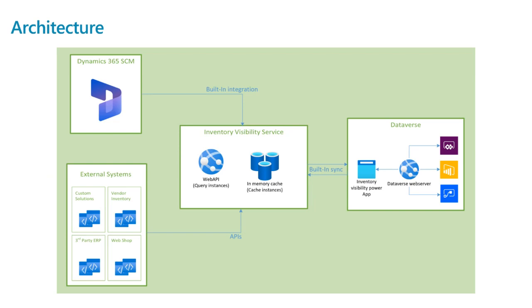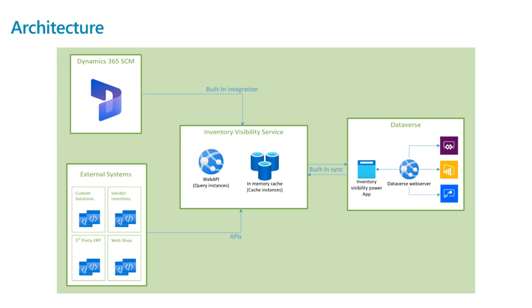On the right hand side, you see the Dataverse component. The Dataverse component serves two purposes. It provides a model-driven Power App through which you can configure the inventory visibility, and those configurations are eventually pushed into the inventory visibility service. So anytime a request comes through to view the inventory or to add the inventory, those configurations will be used. The data would be retrieved from the in-memory cache, and it will be represented back via the APIs to the external systems.